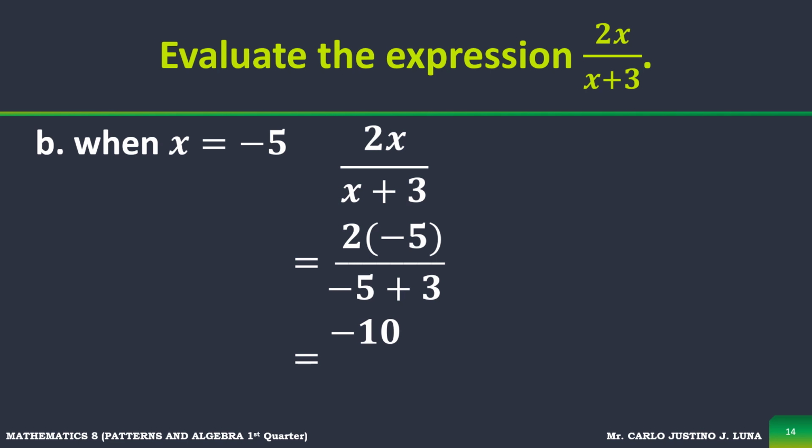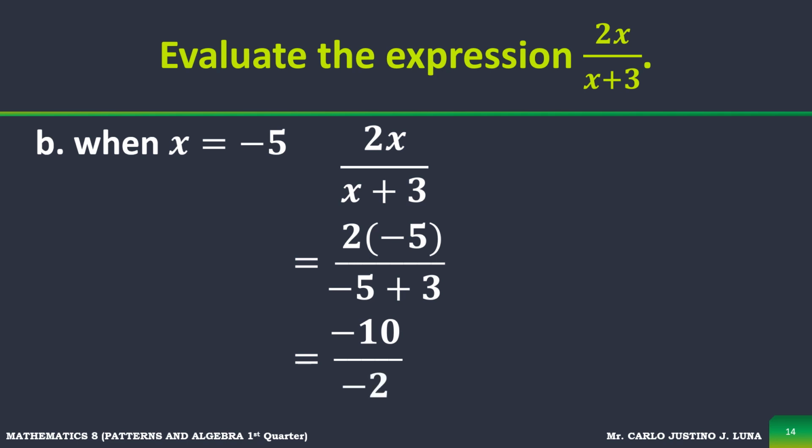Okay? And then for the denominator, we have negative 5 plus 3. So again, addition of integers. If you have two integers with different signs, you have to subtract them. Okay? Kapag hindi sila pareho ng sign, subtract natin. So 5 minus 3, 2. And then copy the sign of the larger number, which is negative. So we have negative 2.